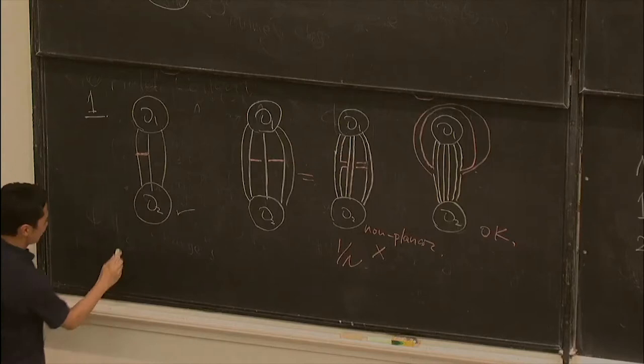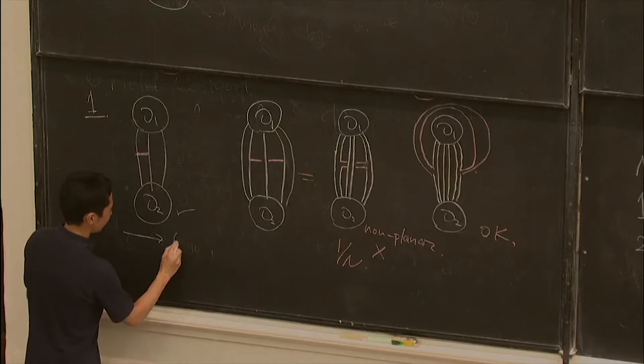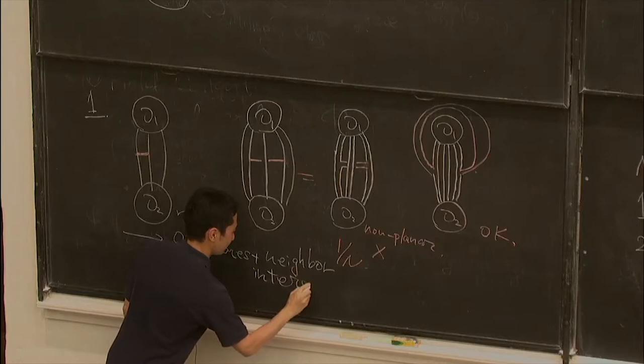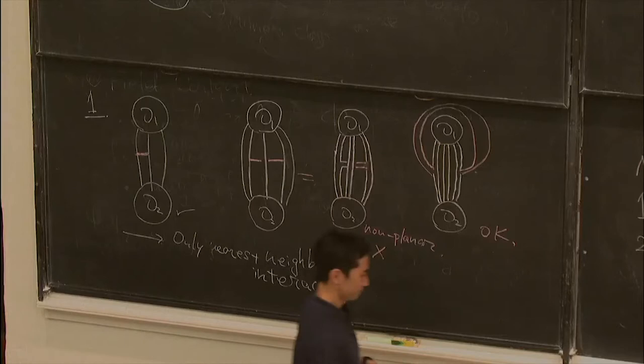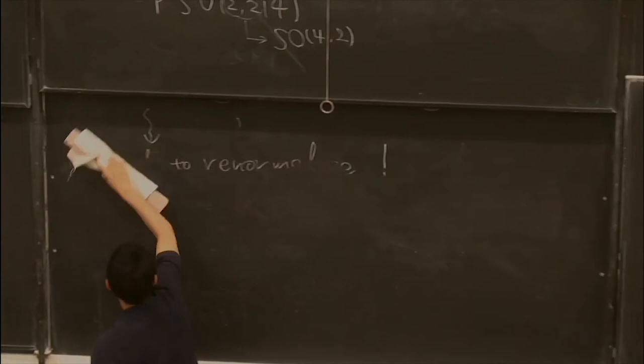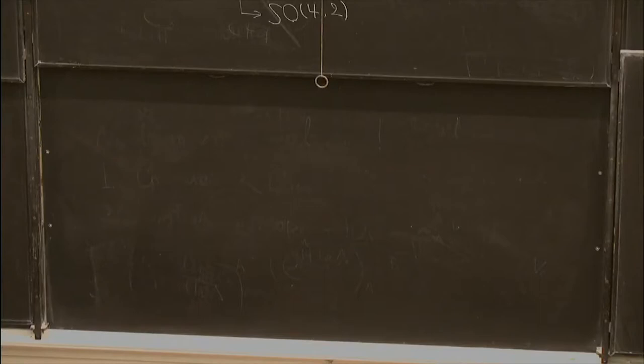But the thing that you can learn from this simple observation is that only nearest neighbor interacts in the large n limit. Okay, so this is lesson one.